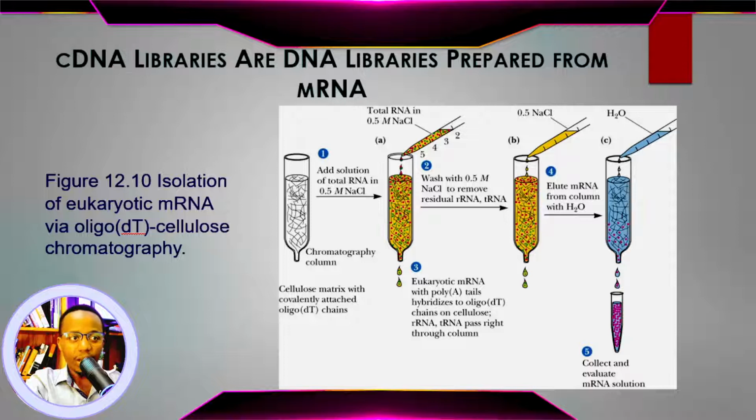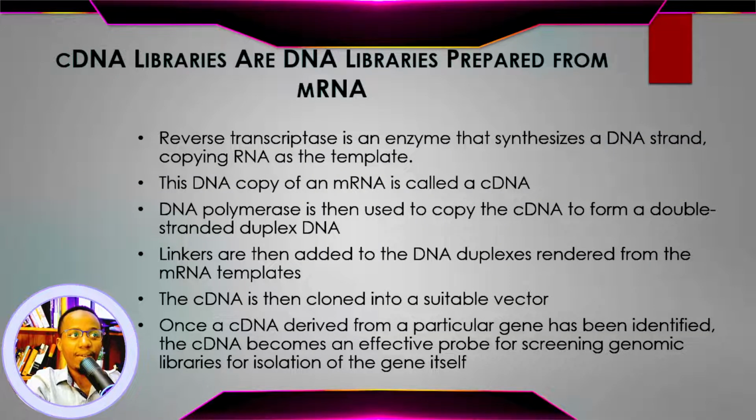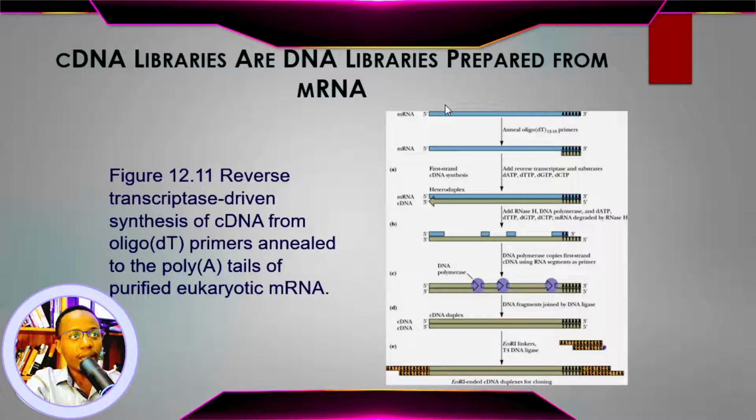Now, let me ask you this. You might have heard of this. What do we use to turn mRNA into cDNA? We use this enzyme called reverse transcriptase, right? Reverse transcriptase is an enzyme that synthesizes a DNA strand from mRNA. Viruses use this as well. So how do we do that? This is how reverse transcriptase synthesizes cDNA. You start with an mRNA.